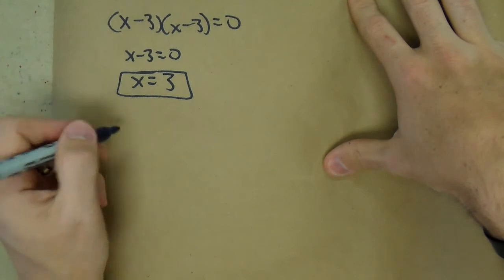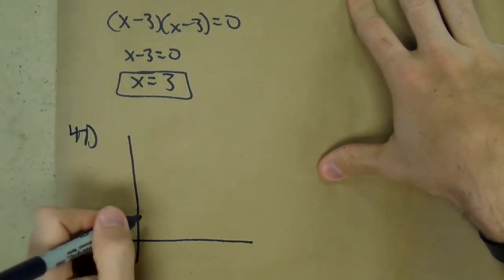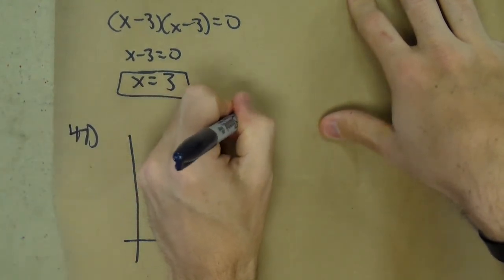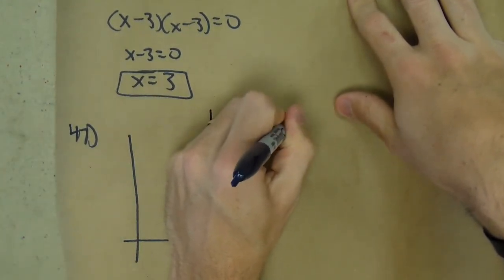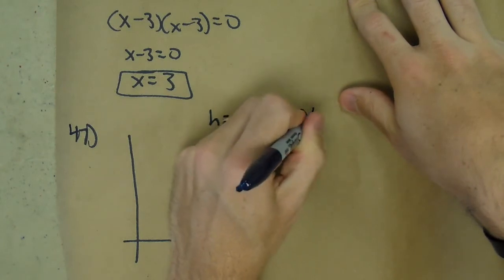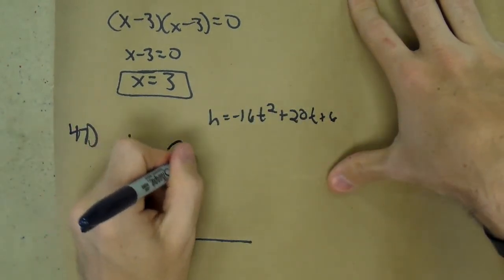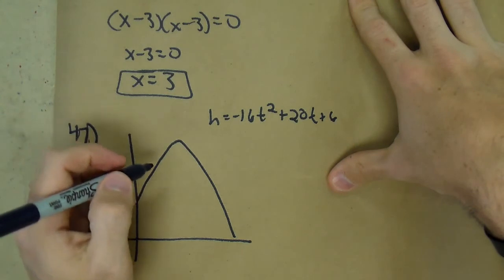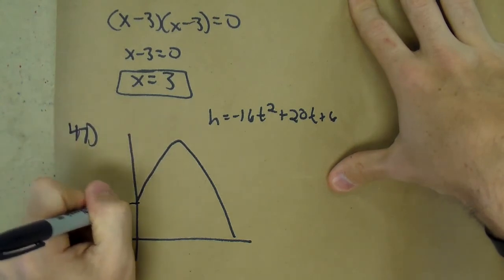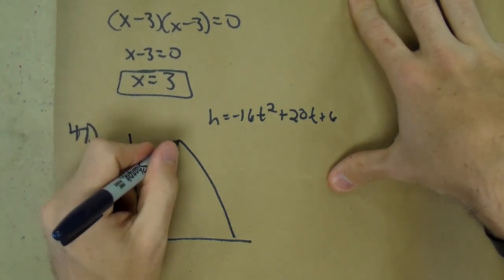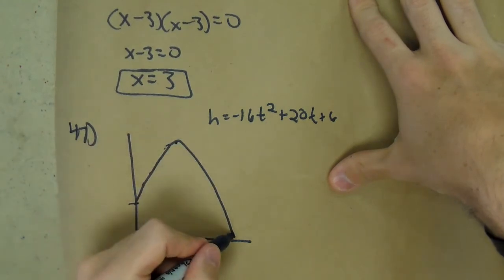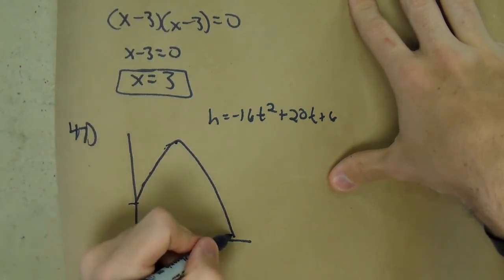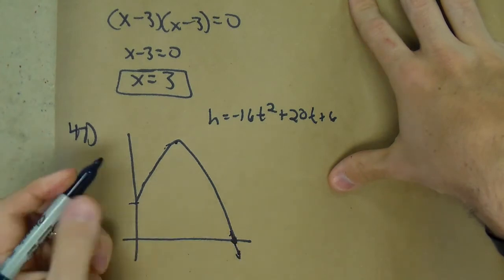47, a ball is thrown into the air. The height in feet the ball can reach is modeled by the equation h equals negative 16t squared plus 20t plus 6. So when will the ball hit the ground is what we need to know. It starts here at 6 feet in the air. It goes up, reaches its vertex, and it comes back and hits the ground. What we're really looking for is not the vertex. We're looking for the solution when it hits the ground.